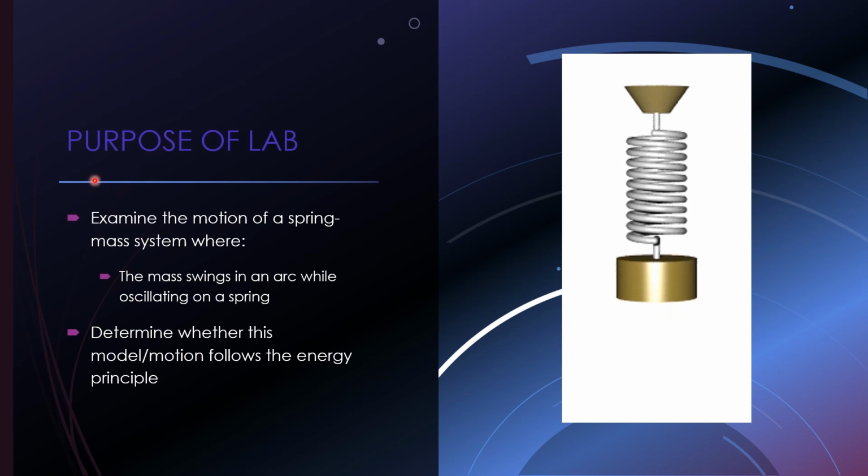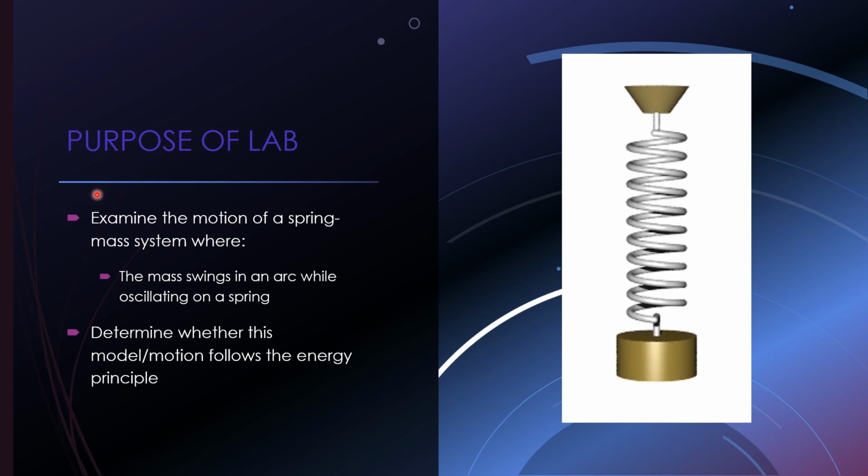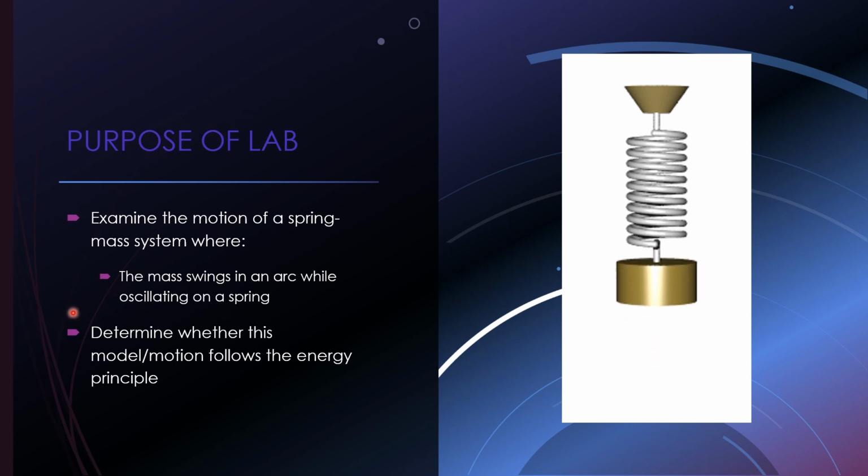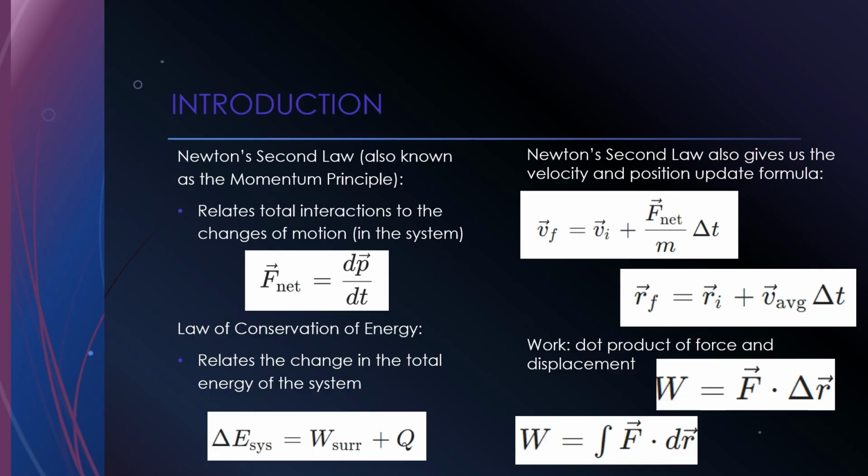Now, the purpose of this lab is to examine the motion of a spring mass system. This spring mass system will have the mass swinging in an arc while oscillating on a spring. And from this, we're going to determine whether this model follows the energy principle.